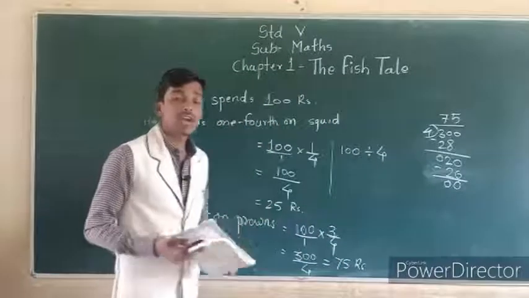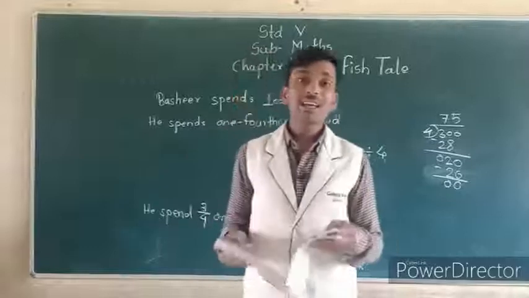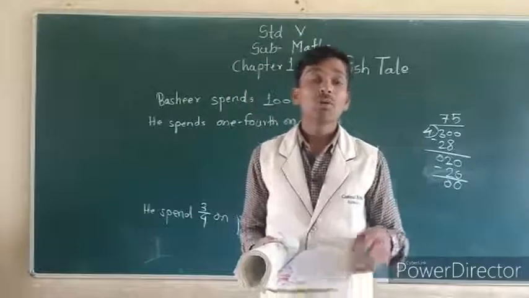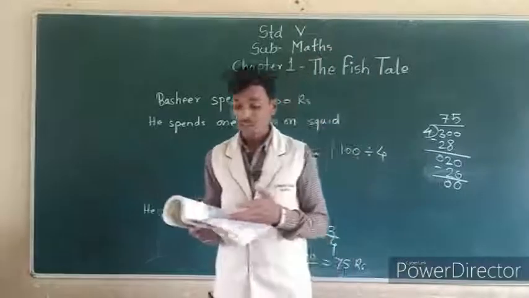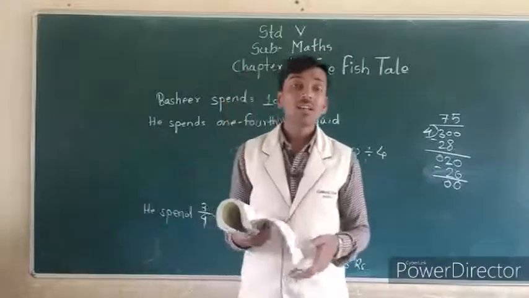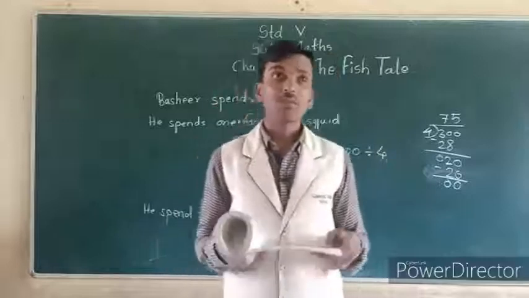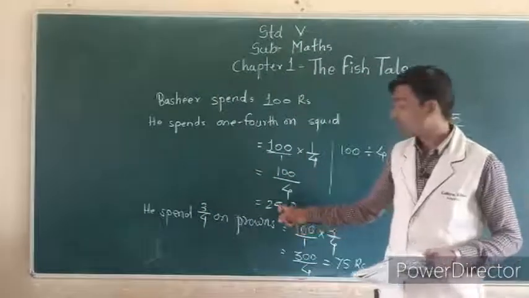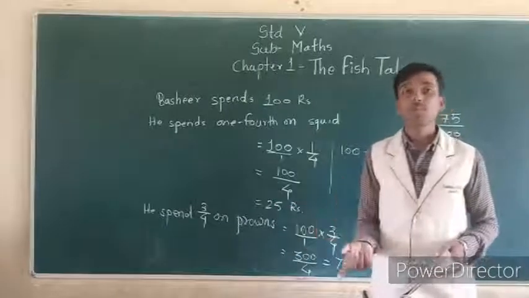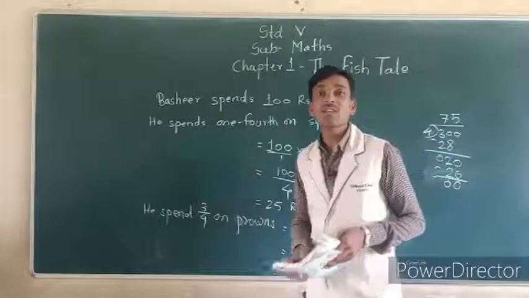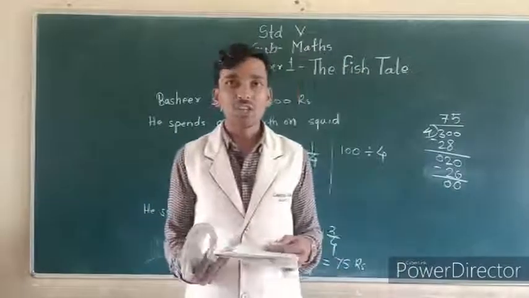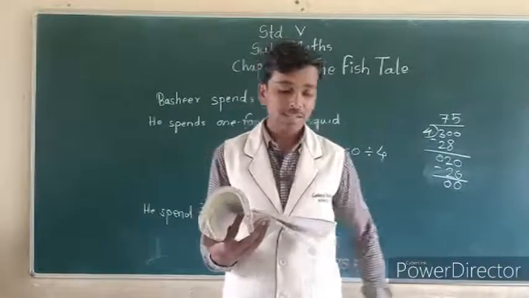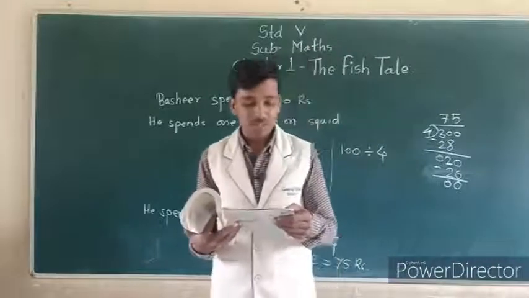Means in 25 rupees how much kg will we get? He will get half kg. Why? Because for 1 kg, what is the rate? 50 rupees. And he can spend only 25 rupees. 25 is the half of 50, so in that 25 rupees he will get half kg of squid. Understand? That is the first answer.